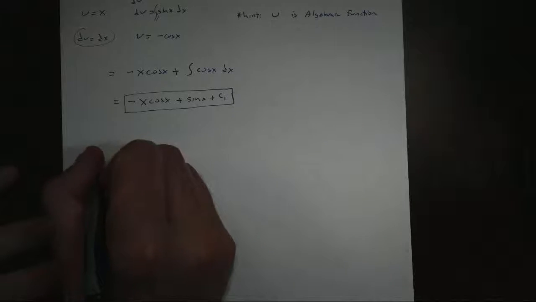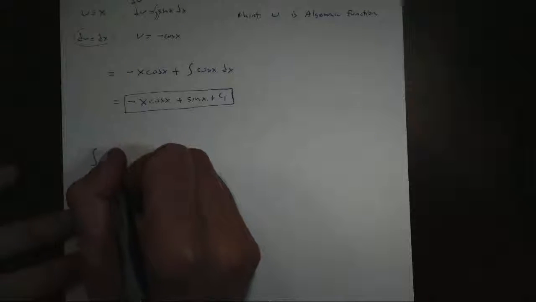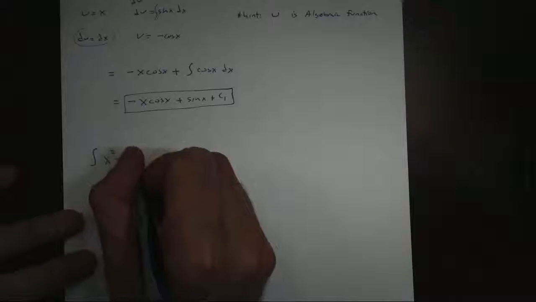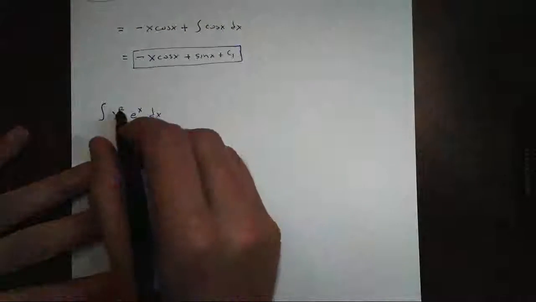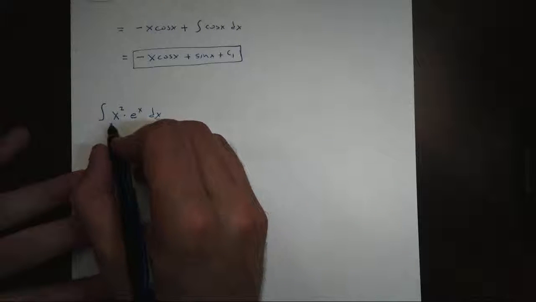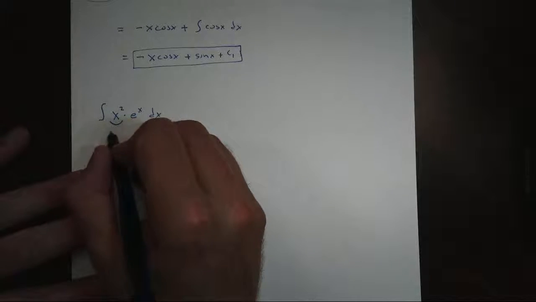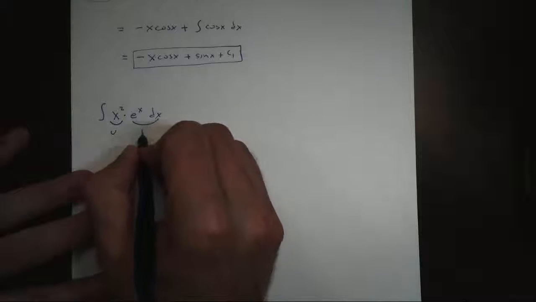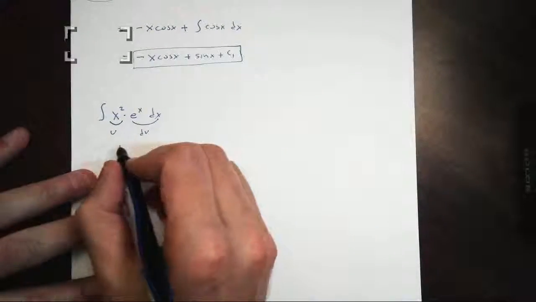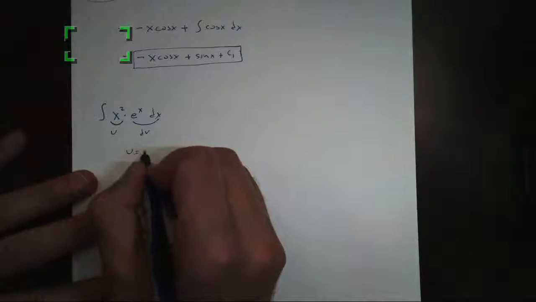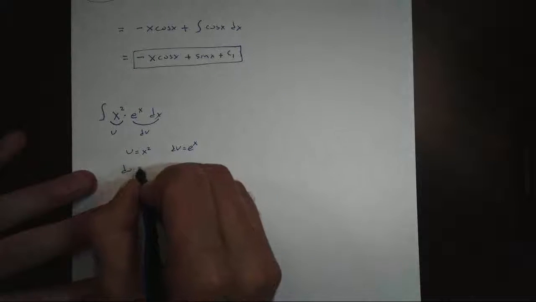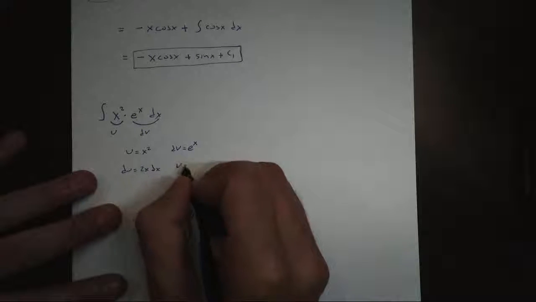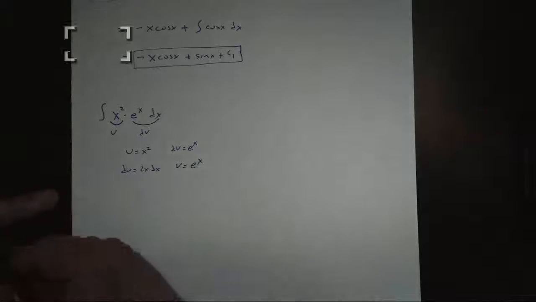What happens if I do something like x squared times e to the x dx? Now, the same thing. My rule is this. Because u substitution won't work, I use integration by parts. That's going to be u, and that's going to be our dv. So I'm going to write over here, u equals x squared, dv equals e to the x, du is 2x dx, and v equals, boring, e to the x.